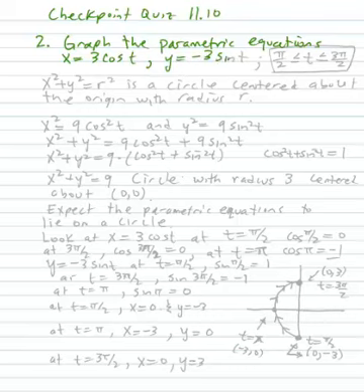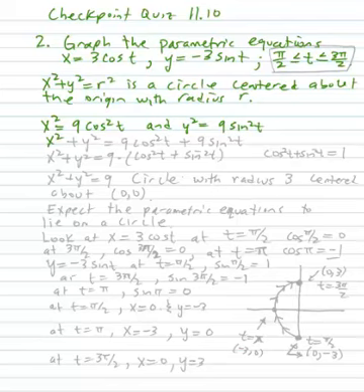Parametric equations that involve sine and cosine might have a structure that you can identify prior to making a table of values and plotting points. For example, if we remember that x squared plus y squared equals r squared is a circle centered about the origin with radius r. And if we check, x squared would equal 9 cosine squared t, and y squared is 9 sine squared t. Let's see what happens when we add them together.